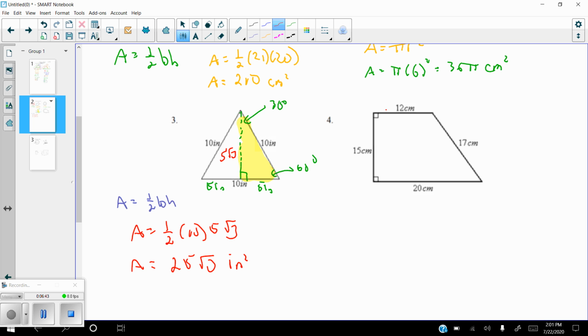This side and this side are parallel. I didn't have to write those arrows in there because we were given that that's a right angle and that's a right angle, automatically indicating that the two bases here were parallel to each other. The height of a trapezoid is perpendicular to both of the bases. So what that means is that 15 here is your height. The 12 on top is a base. The 20 on the bottom is a base. The 17 here actually doesn't mean anything to finding the area.